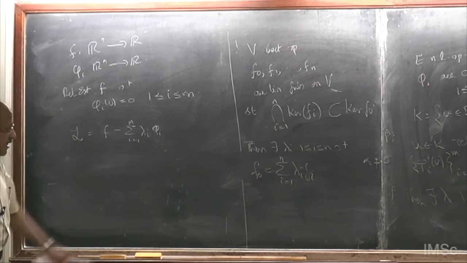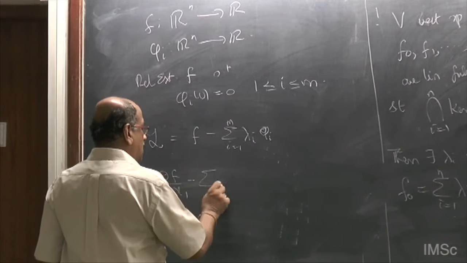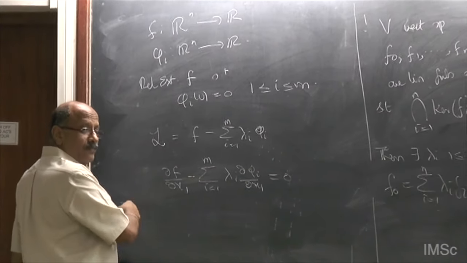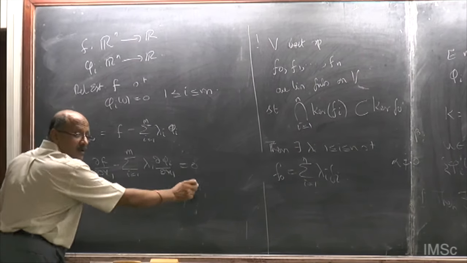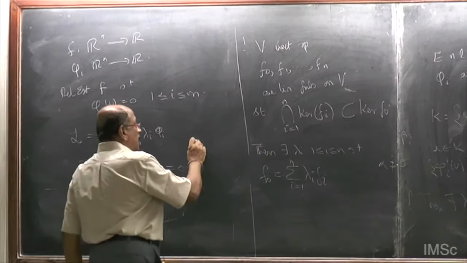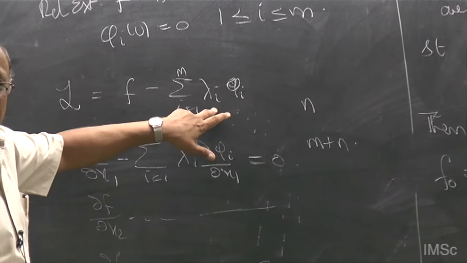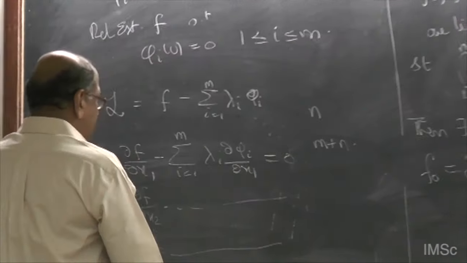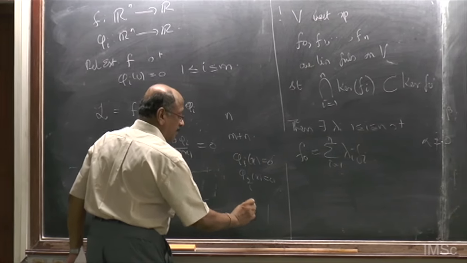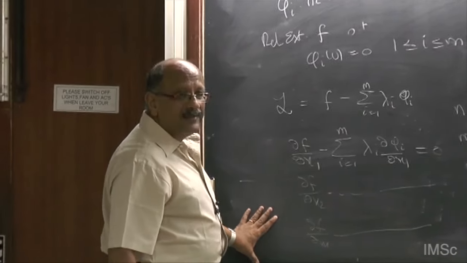And this last condition tells me that df by dx1 minus sigma i equals 1 to m lambda i d phi i by dx1 equals 0. Then df by dx2 and so on, df by dxn. So, you get n equations, but you have n plus m unknowns now. You have the n unknowns x1, x2, xn, and now I added these extra unknowns. So, I need m more equations, but they are already there: phi 1 of x equals 0, phi 2 of x equals 0, phi m of x equals 0. They have to be satisfied anyway. So, you have the m constraint equations and these equations given by this theorem.